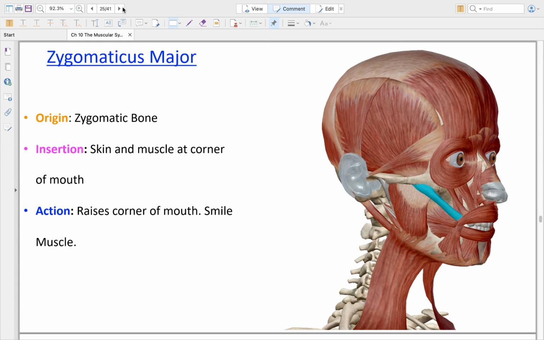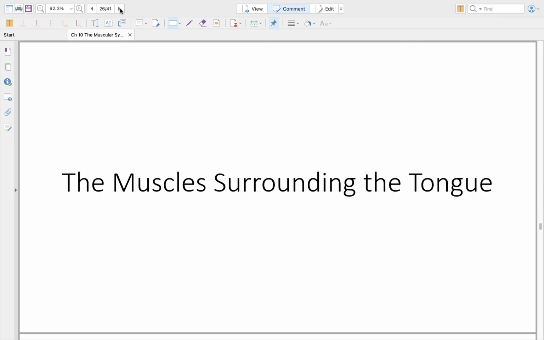The Zygomaticus Major. All right, so there's the Zygomaticus Major in blue. Its origin is the zygomatic bone, and the insertion is the corners of your mouth, the skin and muscle at the corners of the mouth. There is a Zygomaticus minor. Let's just stick with the major on this point, but however, the minor is there as well. Go ahead and look at this. Now, muscles surrounding the tongue.